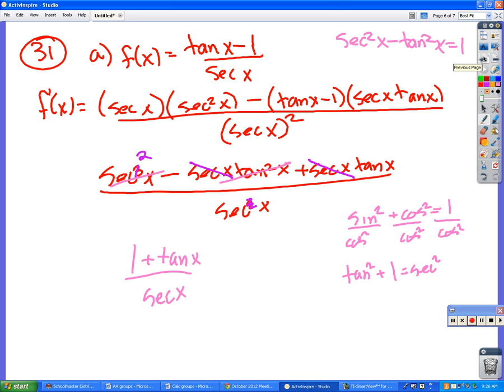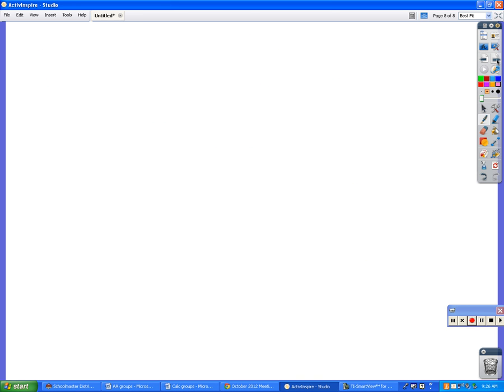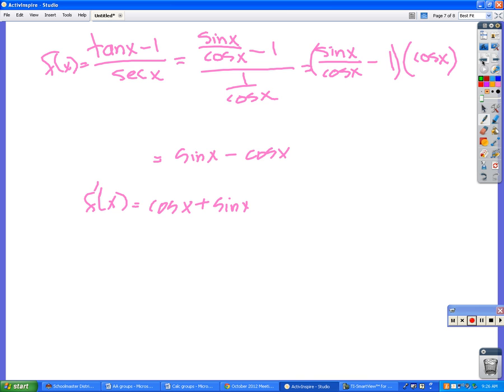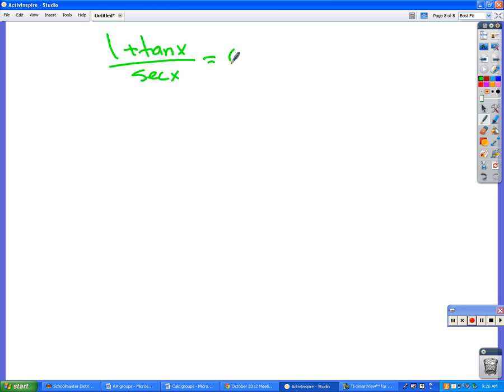So let's go 1 plus tangent of x over secant of x. So I want to show that 1 plus tangent of x over secant of x equals cosine of x plus sine of x. Doesn't this bring back happy memories of doing trig identities? Yes? Said nobody. Okay, so change the 1 plus tangent of x over secant of x. Give me that in all sines and cosines.